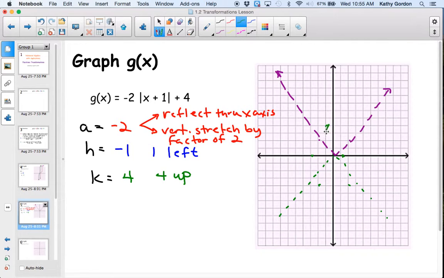So now I can draw a fairly decent V, which is upside down because I had a negative A. It's narrower than what I started with because I had that absolute value of A that's bigger than 1. And it's moved 1 left and 4 up. So the green graph is what I want to finally end up with as my g of x graph, as compared to this one, which was just the f of x, the parent. Okay, make sense?